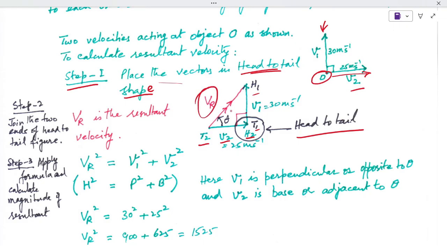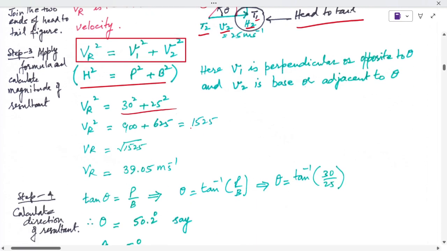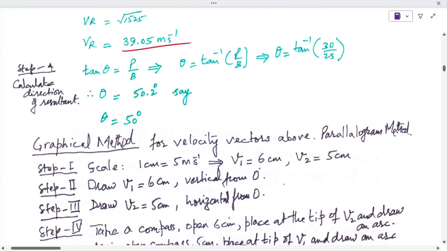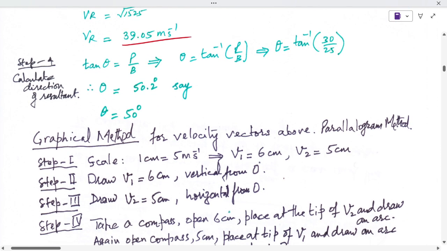Then applying the formula, Vr square is equal to V1 square plus V2 square. Vr is the resultant vector, putting in the values. Vr square is equal to 30 square plus 25 square, and finding out that Vr is equal to 39.05 meter per second. In order to find the direction of the resultant vector or velocity, apply the formula tangent theta is equal to P over B.